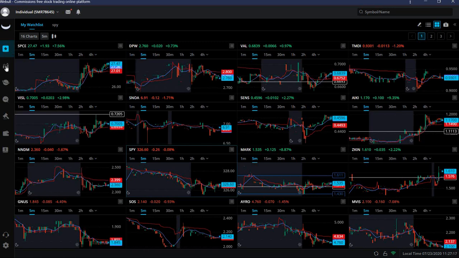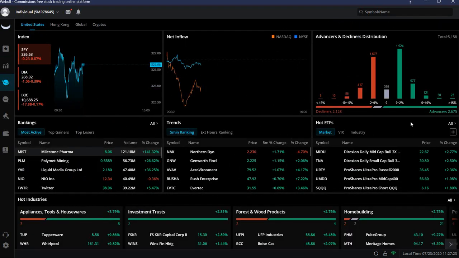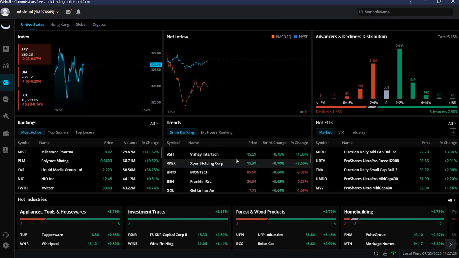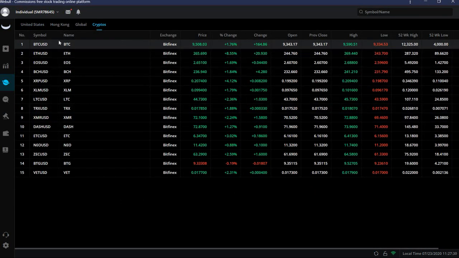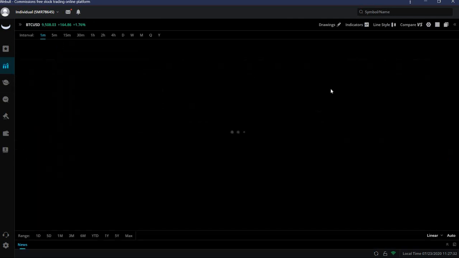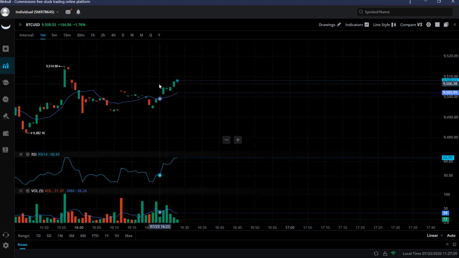Robinhood has a small watch list. They don't have all this market information, so you can look at anything on here. Cryptos, Bitcoin. I don't know if you can, yeah, I'm pretty sure you could trade cryptocurrency on WEBULL. I don't mess with cryptocurrency. I don't know anything about it, so I stay away from it.